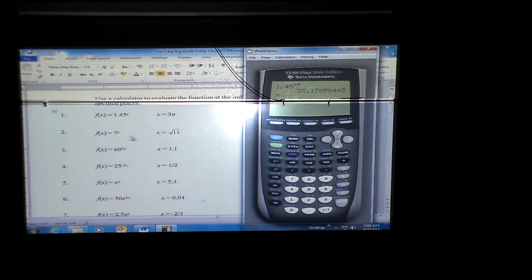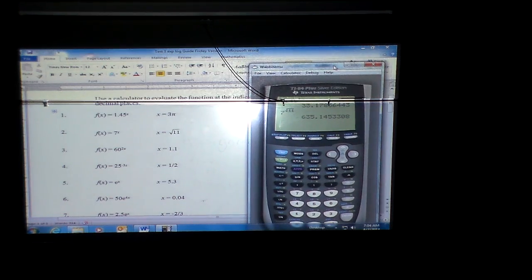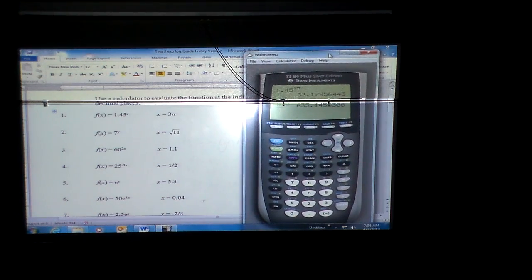So then to do number 2, I'm going to go 7, caret, right there, so now I'm up in there. Now I have to go second square root 1, and I'll just hit enter, and there's my answer, 635.14. Might be hard to see. Let me move this one down a little bit. Can you see it there? 635.14, that's 7 square roots of 11.